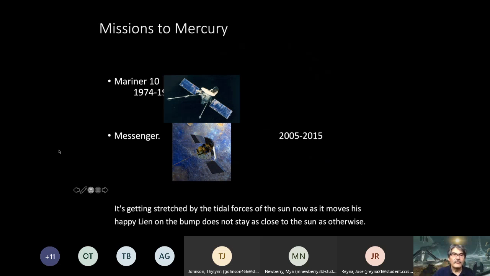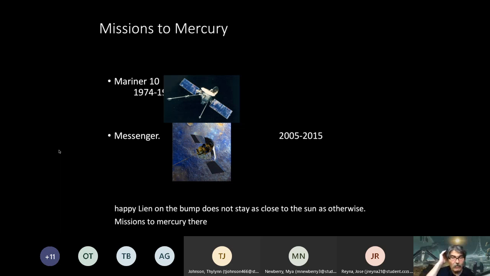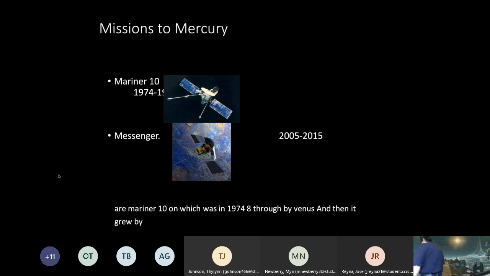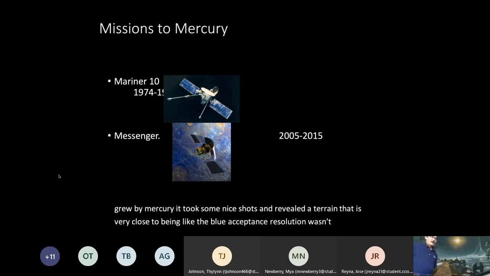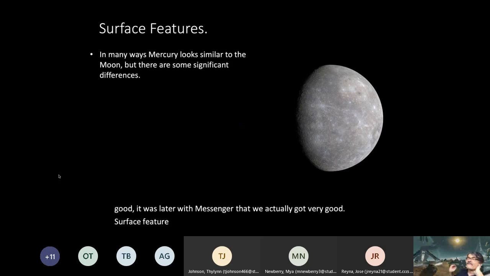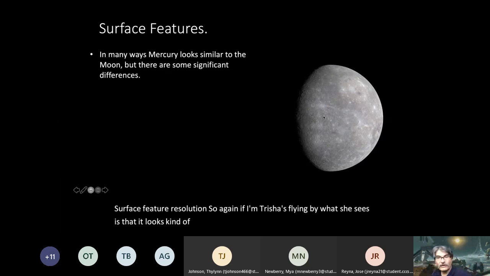Okay, so missions to Mercury, there haven't been a lot, but the ones that are noted are Mariner 10, which was in 1974. It flew by Venus and then it flew by Mercury. It took some nice shots and revealed a terrain that is very close to being like the moon, except its resolution wasn't so good. It was later with Messenger that we got very good surface feature resolution. So if Trisha's flying by, what she sees is that it looks kind of similar to the moon. If we look at, for example, the splash marks on the craters, the basins plus extra craters here.